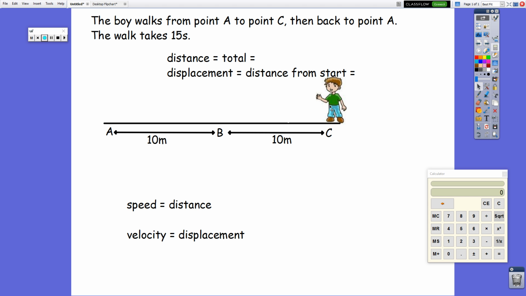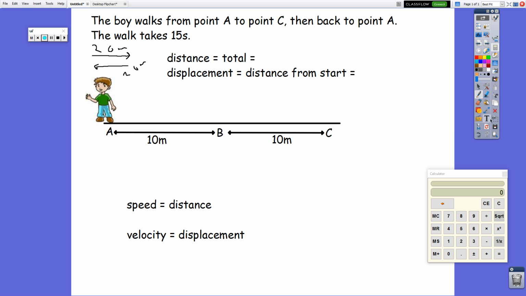Our person is moving to the right, and he's gone 10 plus 10, 20 meters. Now let's take a look at the C to A component. He goes from here all the way back to here. That motion is to the left, and again it's 10 plus 10 for a total of 20 meters.